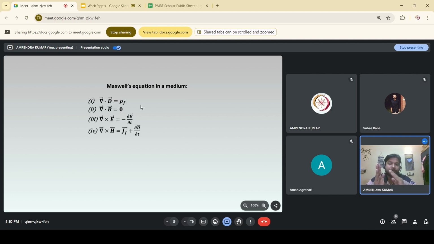But if you switch to this D displacement vector, you just have to take care of the free charges that are there in the medium, nothing else. And you can calculate the displacement vector. Then del dot B is 0 as usual. And then del cross E is equal to minus del B over del T. So you have seen this. So that's it. But now we are writing the equation in terms of intensity.